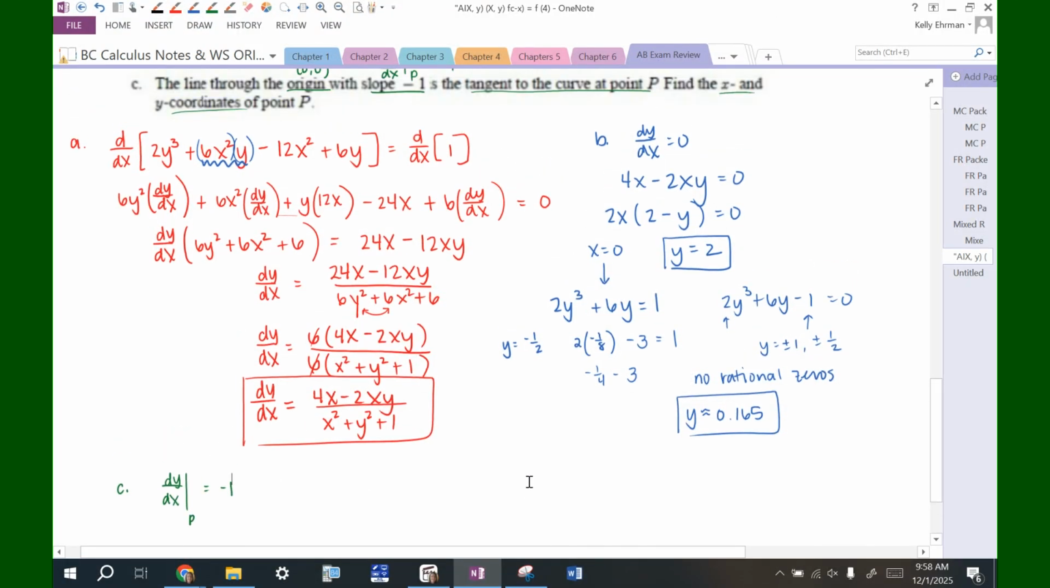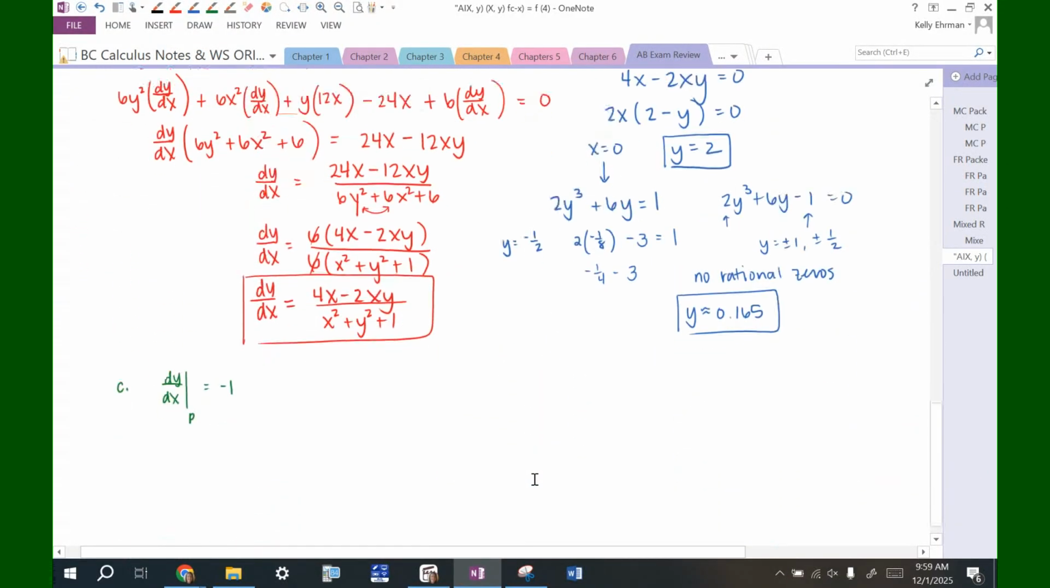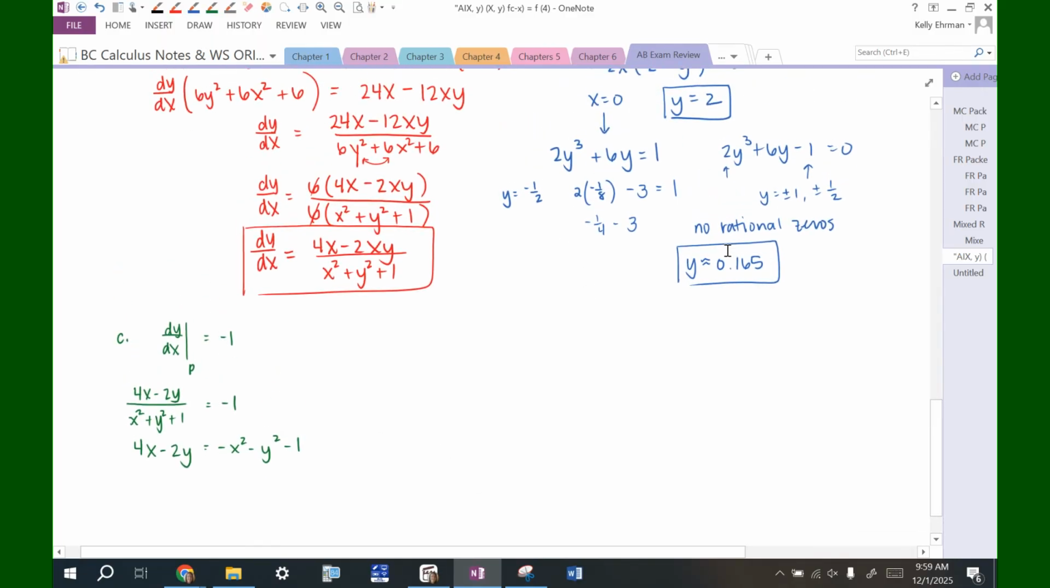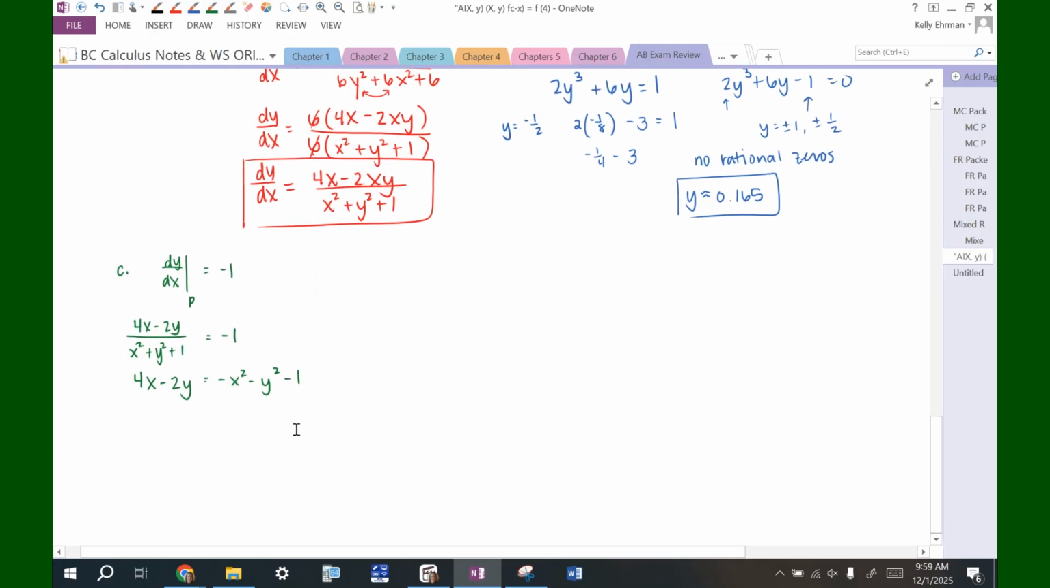So let's set that equation up. So 4x minus 2y over x squared plus y squared plus 1 is supposed to equal negative 1. So let's start working on this. So 4x minus 2y equals negative x squared minus y squared minus 1. Honestly, though, if we're allowed to use a calculator, I would just be plugging this in here, right?